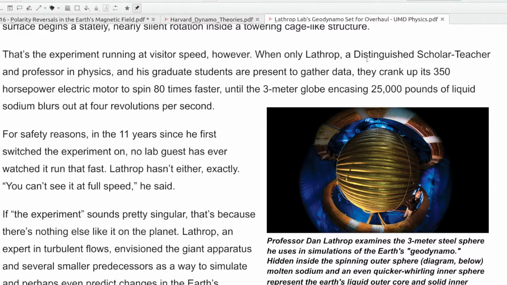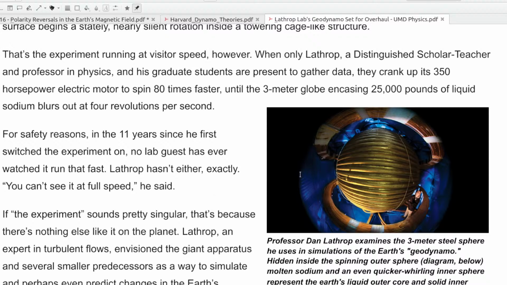When only Lathrop, a distinguished scholar teacher and professor in physics, and his graduate students are present to gather data, they crank up its 350 horsepower electric motor to spin 80 times faster, until the 3-meter globe encasing 25,000 pounds of liquid sodium blurs out at 4 revolutions per second. For safety reasons, in the 11 years since he first switched the experiment on, no lab guest has ever watched it run that fast. Lathrop hasn't either, actually. You can't see it at full speed, he said.